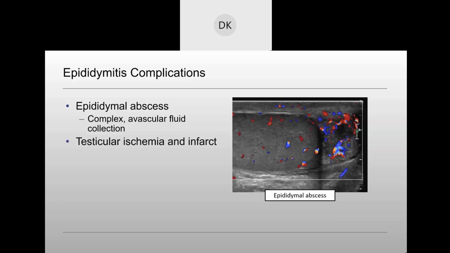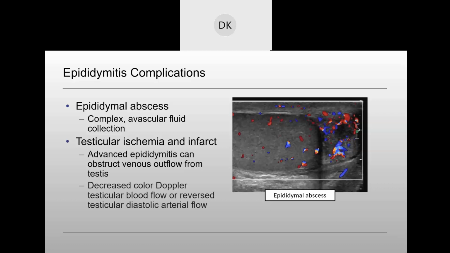A more serious complication to look for, though, is testicular ischemia and infarct. So when epididymitis is advanced, it can actually obstruct venous outflow from the testis. So then you'll get an appearance similar to what you'd see with torsion. You'll see decreased color Doppler blood flow, and then in the early stage, you might just see reversed testicular diastolic arterial flow, just like you'll see with intermittent or early torsion. So definitely, if you see a really severe epididymitis, carefully evaluate that testicular blood flow.